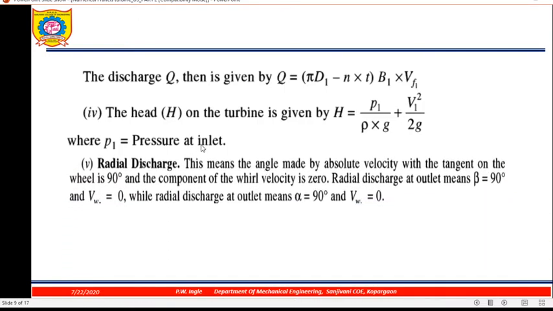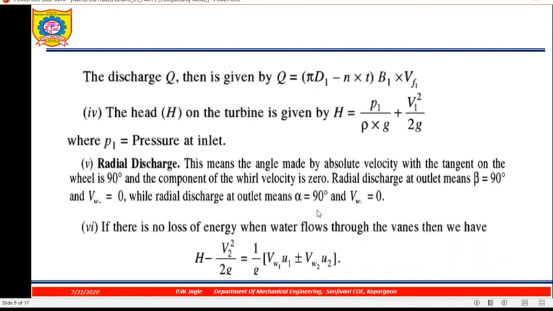Radial discharge, that is VW2 = 0, beta equal to 90. Okay, and this equation is also important. If there is no loss of energy when water flows through the vane, then H minus V2 square by 2G equals 1 by G (VW1 U1 plus minus VW2 U2).